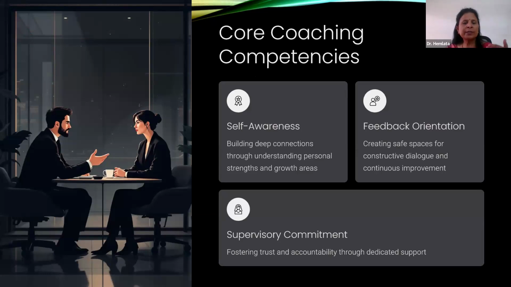So in management, there is a dimension of emotional intelligence, self-awareness, which is identified by Daniel Goleman, who says that people who are self-aware can become better employees, can become better leaders, and will always have a positive attitude towards work. Feedback orientation, creating safe spaces for constructive dialogue and continuous improvement. And third, supervisory commitment, fostering trust and accountability through dedicated support when coaching is being done with the coachee.